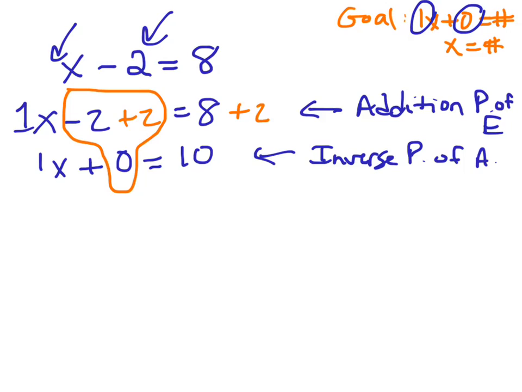Right. Now we had one other change here. We had 8 plus 2 equals 10, and we don't need a property to justify that because that's just addition. That's the definition of addition, but you don't need to write that. Alright, so our goal has been accomplished. We know that 1x plus 0 is the same thing as x, and now we know the value of 10. Alright, and that's just as we suspected. We could see that 10 minus 2 equals 8.